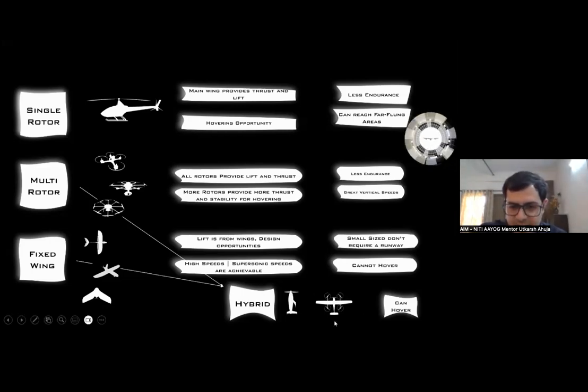And these are the other designs you might see these days. And these can hover. In this situation, it can fly as a fixed wing, and it can also hover in one place. Let's proceed further.